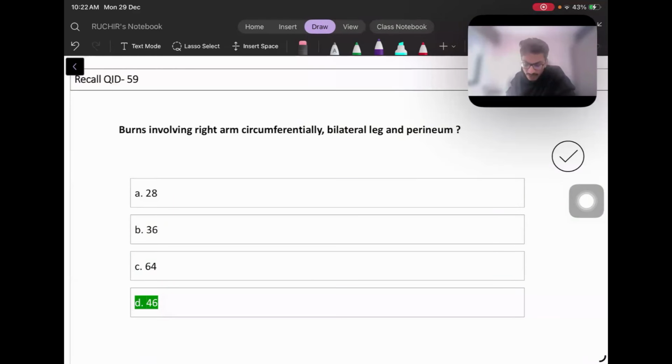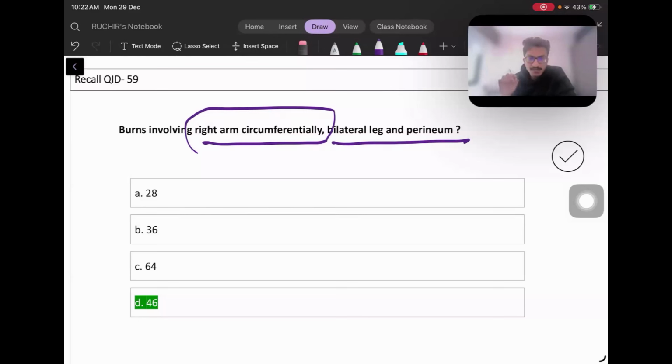Moving on to the next question: burns involving the right arm circumferentially, bilateral leg and perineum. Was this the scenario given? Because even the slightest change in a word in this will change the answer here.